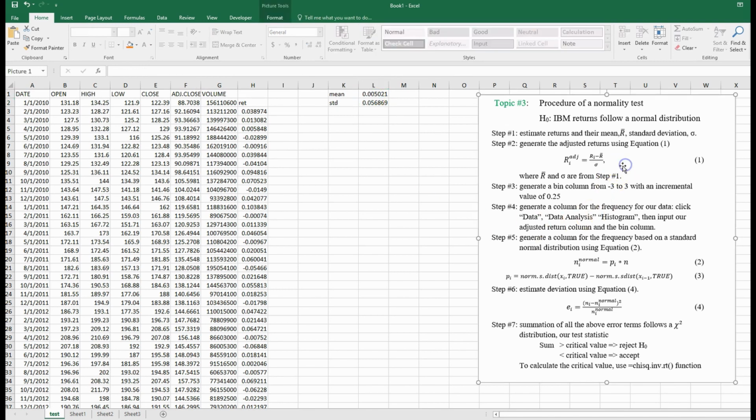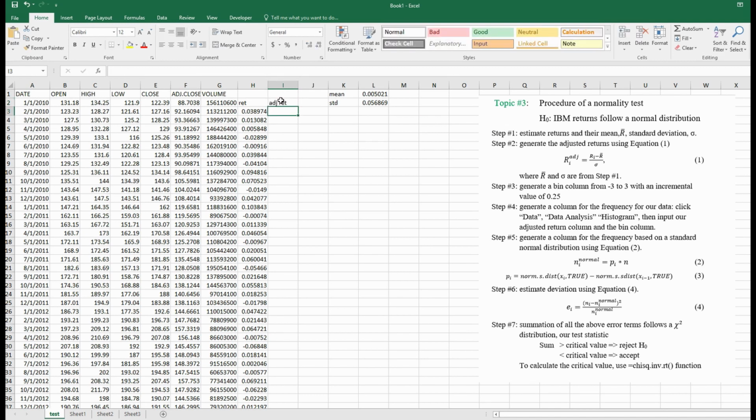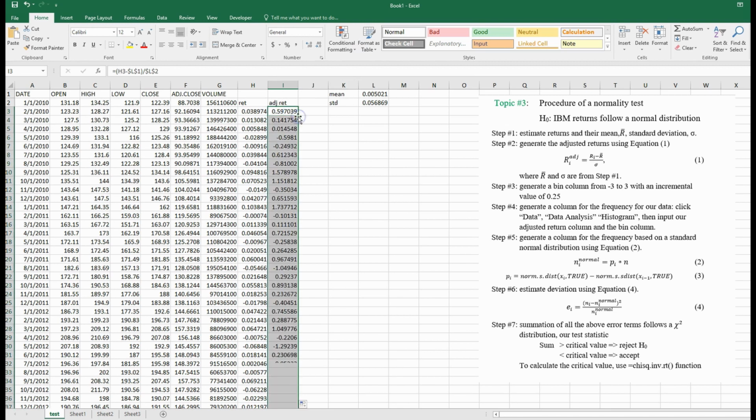Then we apply equation number 1 to calculate adjusted return. So this is adjusted return. Adjusted return will be our return minus mean. Hit F4 to lock it. Divide by standard deviation. Again, hit F4 to lock it. And then we copy and paste. So this is the adjusted return column we are going to use.